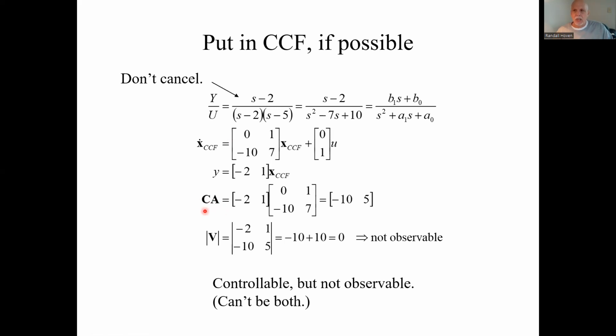But if you actually check the controllability, okay, we know it's controllable. Let's check its observability. We'll go through the matrix arithmetic in this case, and you find that it is not observable. So you could make it controllable, but it wasn't observable. Remember, we had a pole and 0 cancel.